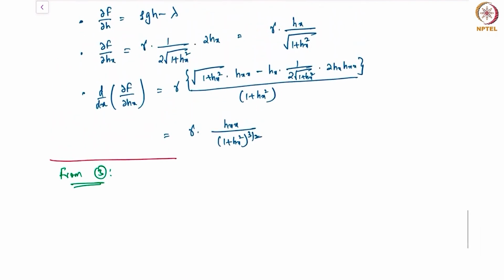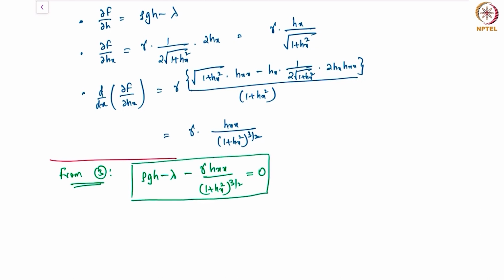That is, del f by del h is nothing but rho g h minus lambda minus d by dx of del f by del x. So that's minus gamma hxx by (1 plus hx square) whole power 3 by 2. This is equal to 0. Okay. This is an important result that we've got.